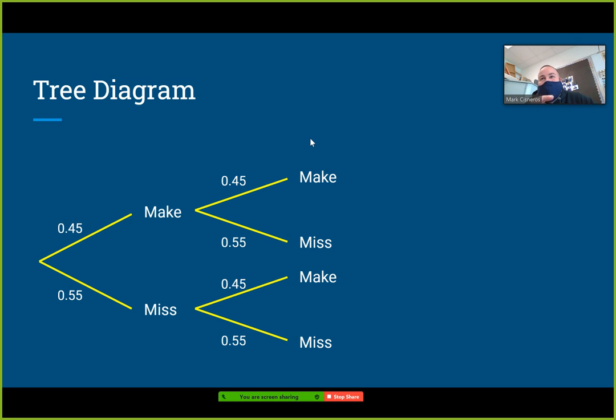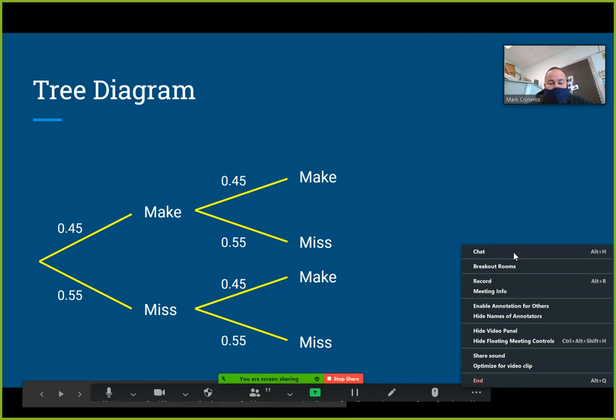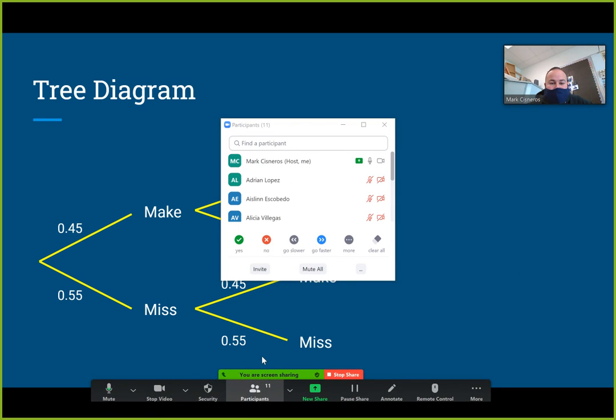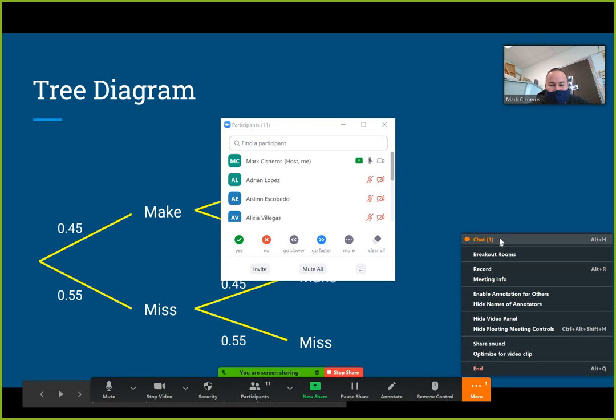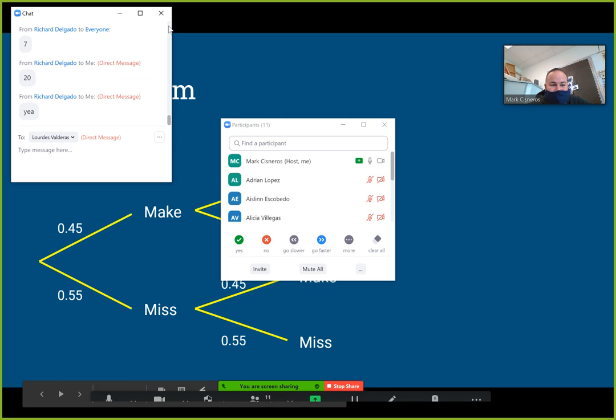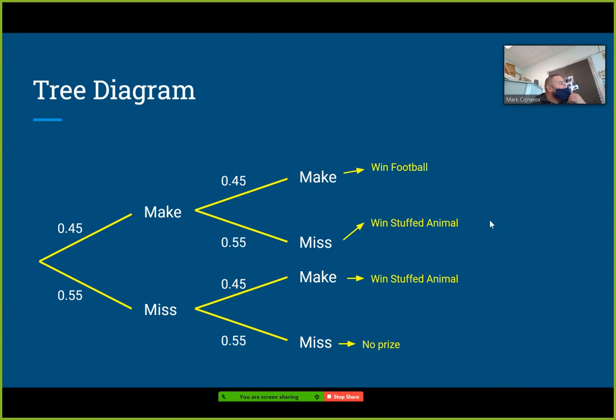Am I going too fast for anybody? Does this all make sense so far? This is nothing new. We just did this yesterday. Okay, we just did this yesterday. Guys at home, you guys still with me? Give me some thumbs up or something. Do y'all know how to do the thumbs up on your Zoom? Thanks, Richard.